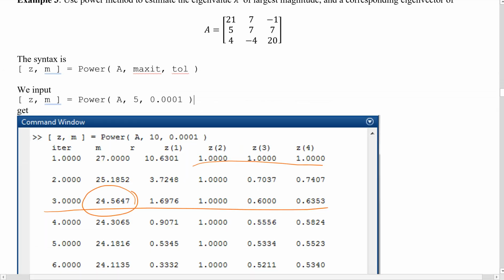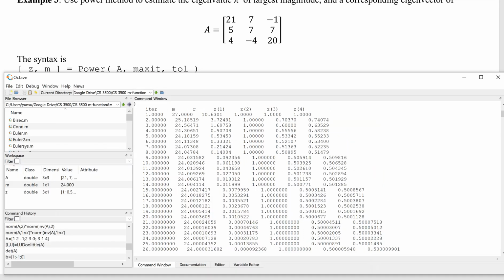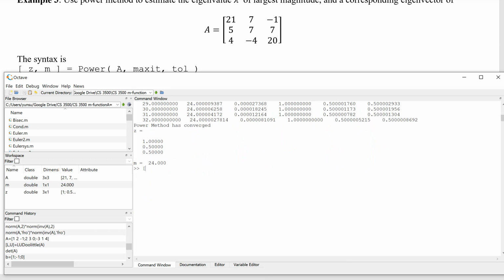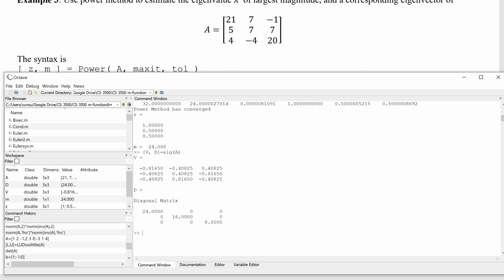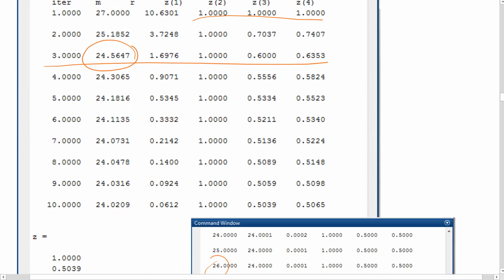All right. And I can also show you how to find the eigenvectors and eigenvalues. So we do [V, D] equals eig(A). This gives us the eigenvectors matrix V and the eigenvalues matrix D. Then we know there are 3 eigenvalues, 24, 16, and 8, and their corresponding eigenvectors. Okay, let's continue.